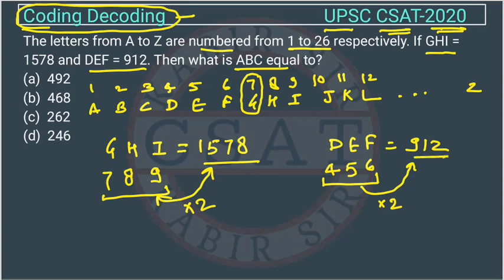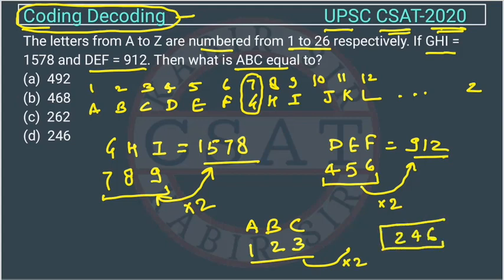The same logic we will apply to code ABC, because we got the logic. A is at position first, B is at position second, C is at position third. So this will be coded by multiplying with 2, so it will come 2, 4, 6. So ABC will be coded as 246. So the answer will be option D. This is the answer.